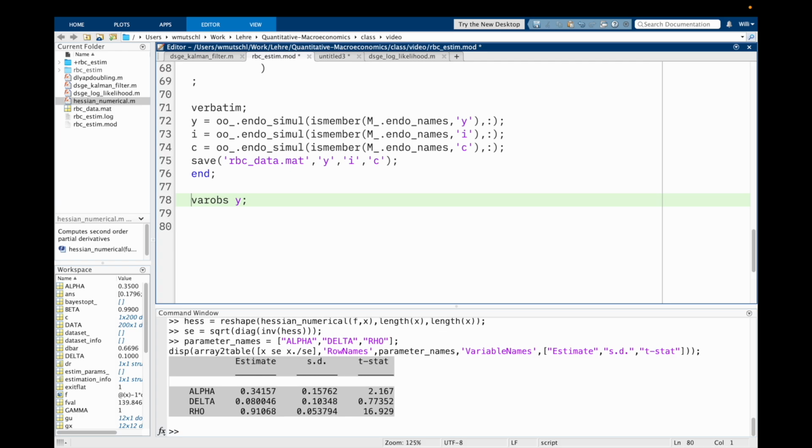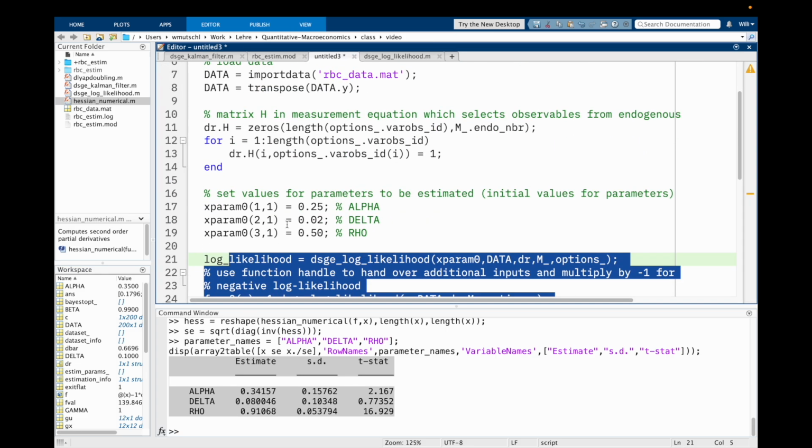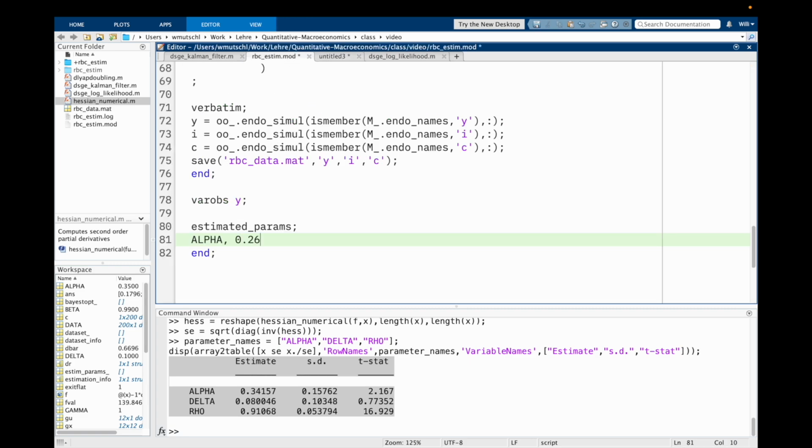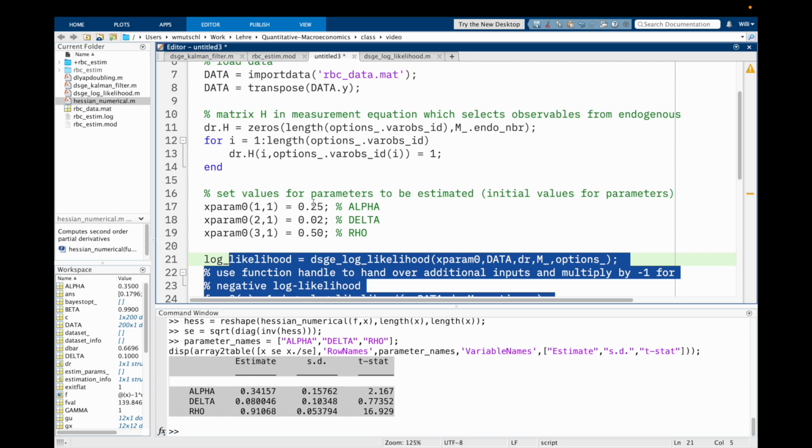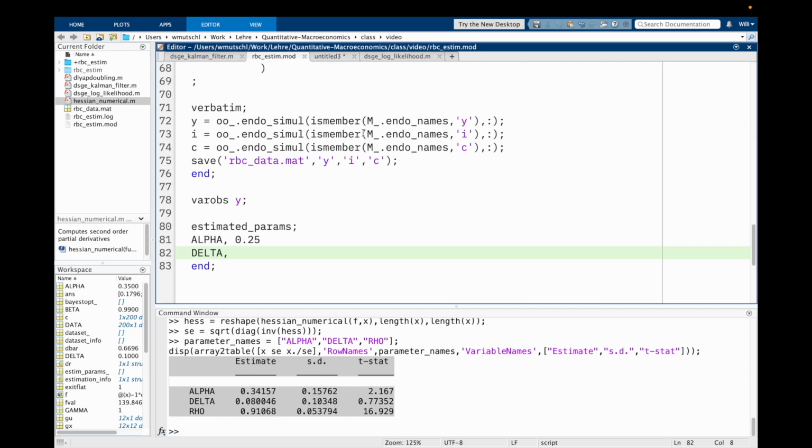So you told Dynare what variables are observable. Now you need to tell Dynare which parameters you want to estimate. So I want to estimate alpha. Let's provide initial values. Let's use the same ones that we used here. So 0.25, 0.25. Delta was 0.2. And rho was 0.5. This is the initial value.